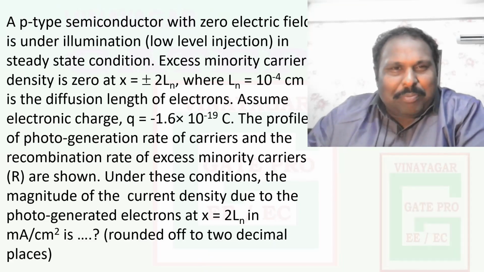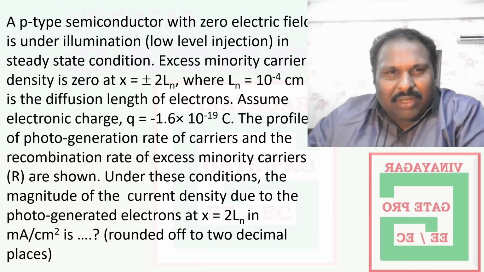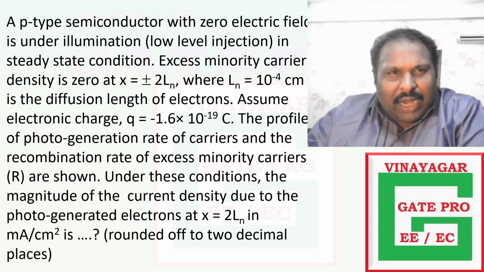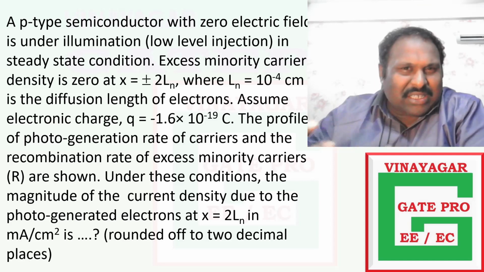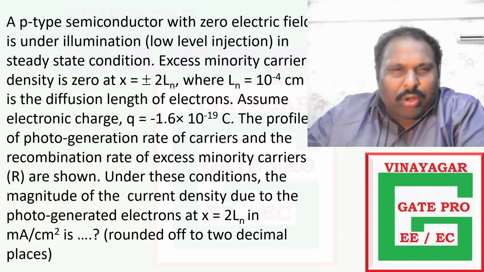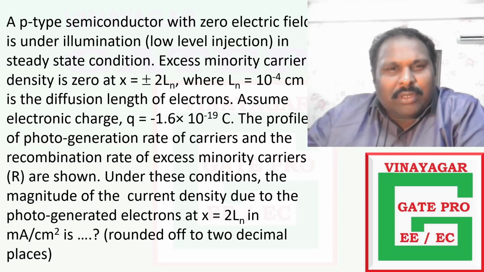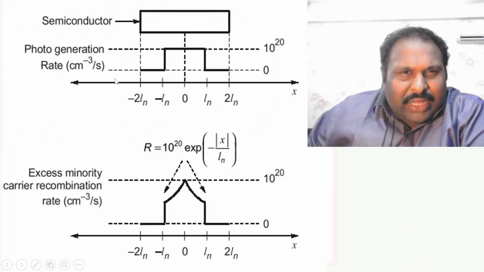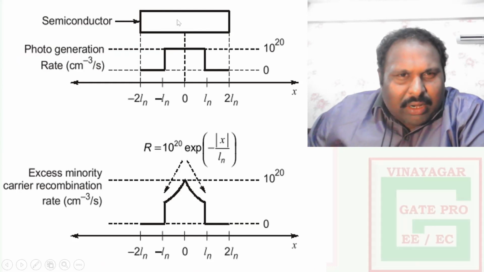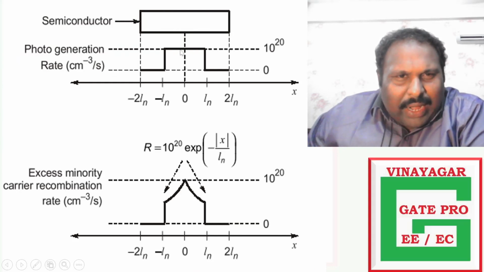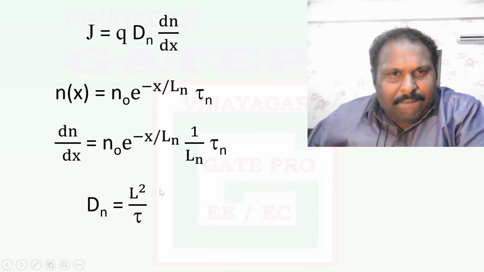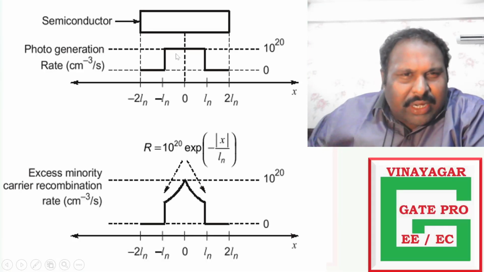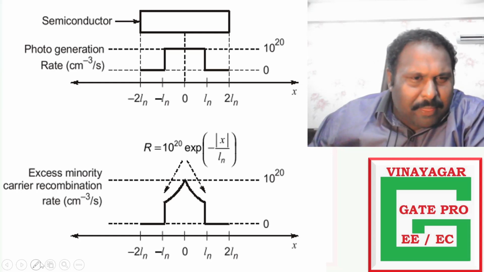The question says there's a p-type semiconductor that has been subjected to light illumination, and that's resulting in excess carrier concentration, excess minorities and majorities both, but you say excess minorities. This is your semiconductor and this is where light is being incident.